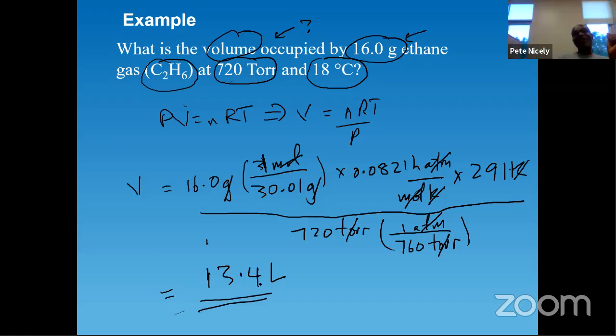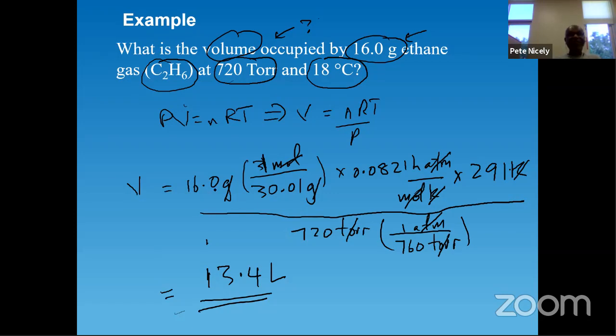Okay, so that's basically how that is done, all right? A bit more complicated than the previous example because you have to do some conversions. You have to convert from grams to moles, you have to convert from Celsius to Kelvin, and you have to convert from torr to atmospheres. And then you do the rest and plug the numbers in your calculator and get your answer.